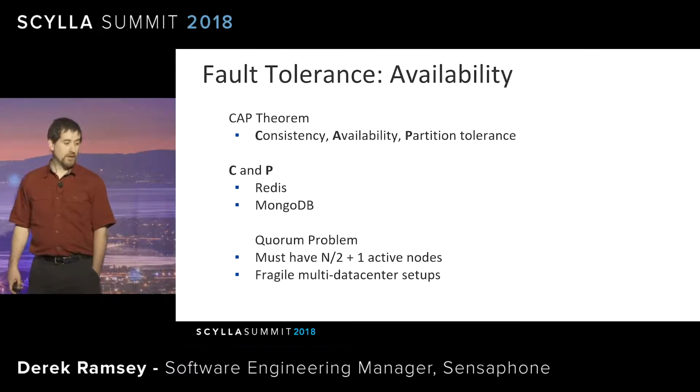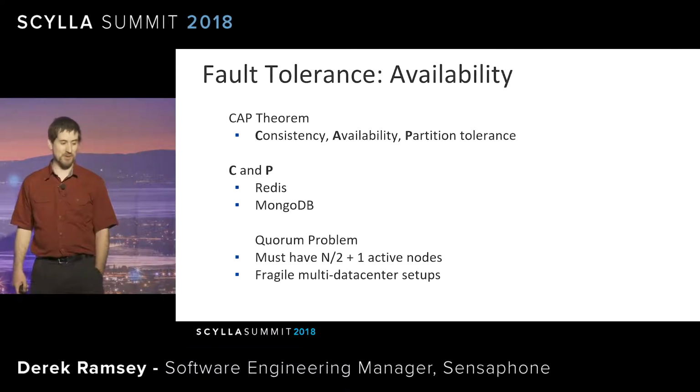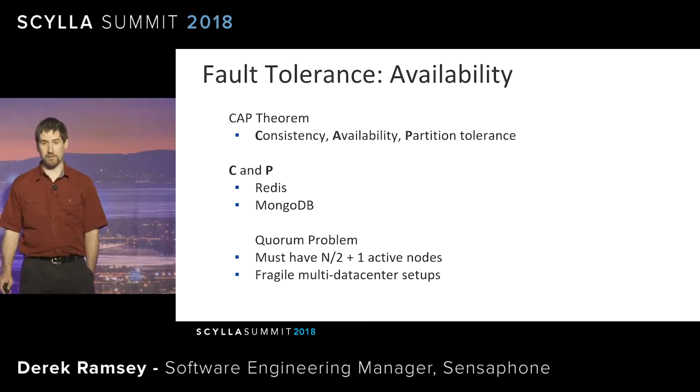The CAP theorem states that you can have consistency, availability, or partition tolerance, pick any two. A lot of databases out there strive to sacrifice availability in order to maintain consistency. Some examples are Redis, the key value database, and Mongo database. What this leads to is what I've called the quorum problem, where you must have n divided by 2 plus 1 active nodes in order to allow writes. This leads to very fragile multi-data center setups. So if you want to use a multi-data center setup with those databases, you've got a problem.